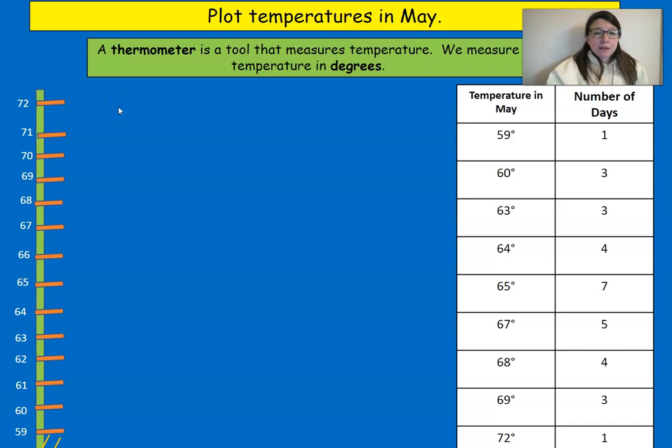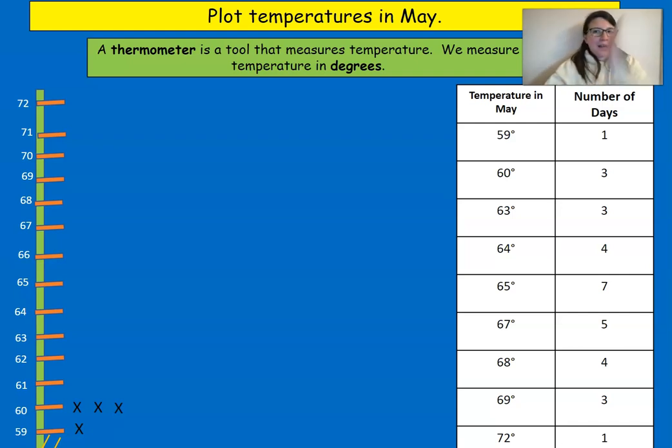So I want you to try and make your line plot this way for this activity. Turn your paper sideways if you need to. I want you to try and make the line plot vertical. When you do that, you're still going to put the X's going this way. So for example, we have 1 for 59, 3 for 60, things like that. So I want you to pause and make this line plot, and then we'll talk about it.